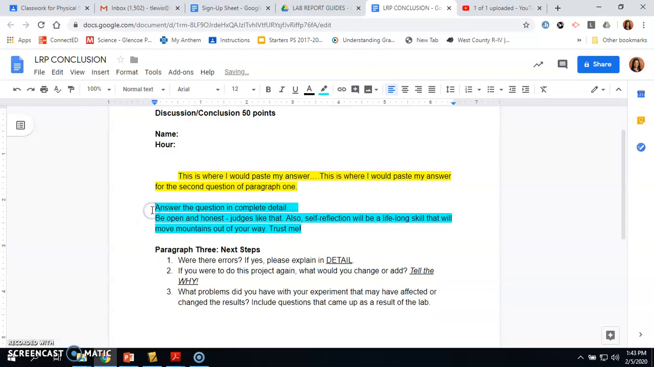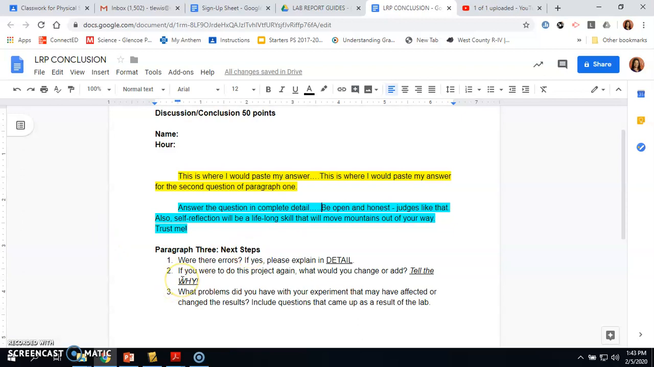Okay, and I'm going to indent. I'm going to bring my sentences together, and doesn't that look nice? Paragraph 3. Paragraph 3 is about your next steps. Were there errors? If there were, please explain them and be very detailed about them.